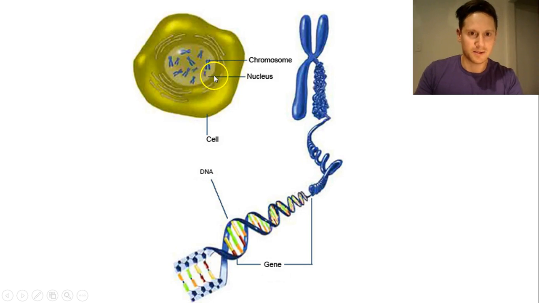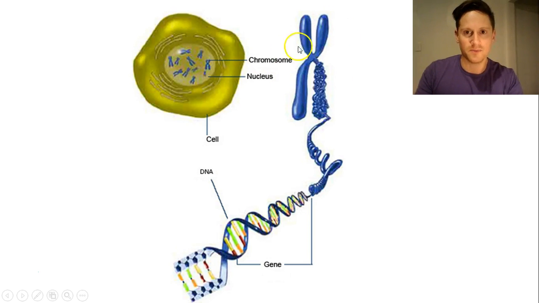Inside the nucleus of the cell, which is the control center of the cell, like the brain of a body. This is kind of where all the action happens. This is where all the decisions are made. Inside the nucleus of the cell are chromosomes. So you can see we've got a fair few chromosomes floating around here.